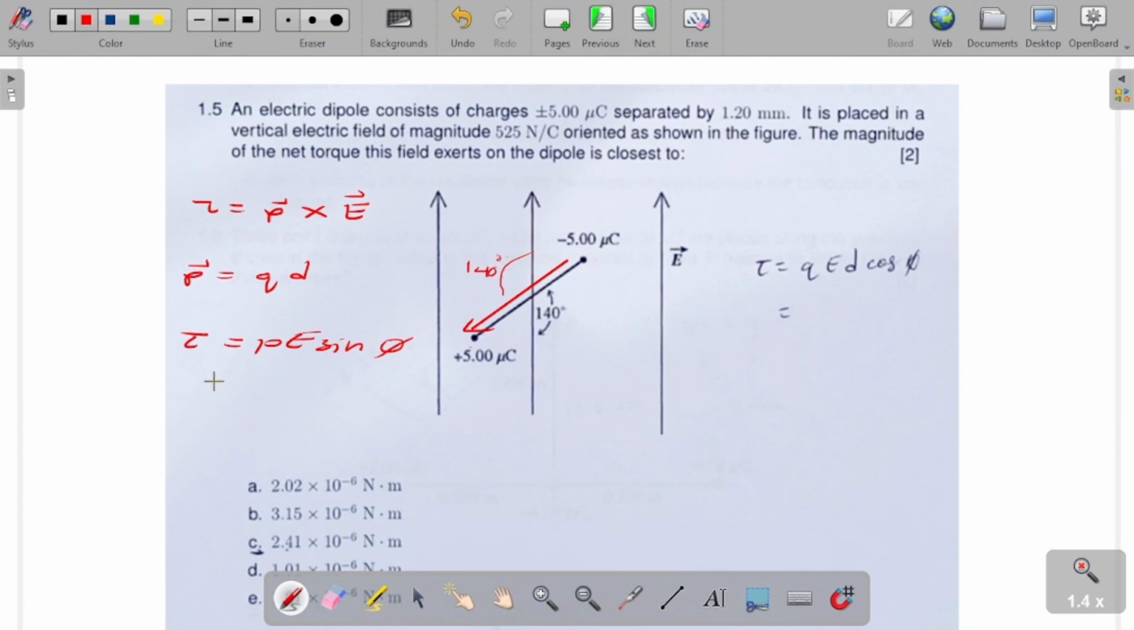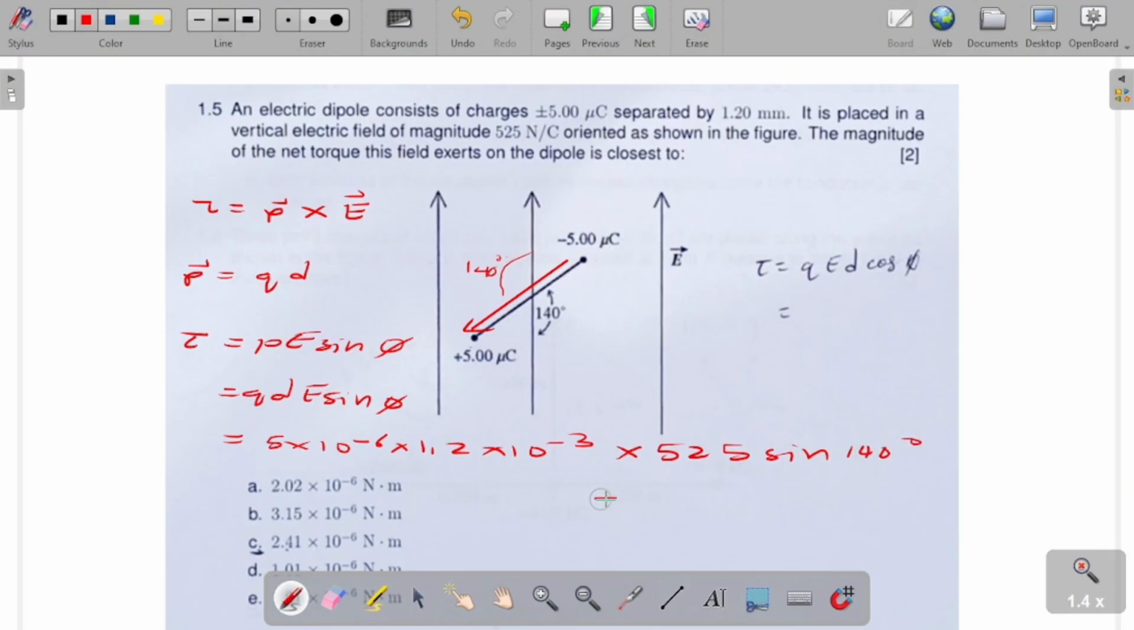Therefore, to find this quantity, we will take our dipole, which is QD, multiplied by the electric field and then by the sine of the angle between the two quantities. Now, our charge is 5 microcoulomb. Our distance is 1.2 millimeters, which is 1.2 by 10 to the negative 3. Our electric field is 525, times sine of 140 degrees. Can you guys calculate this very quickly?